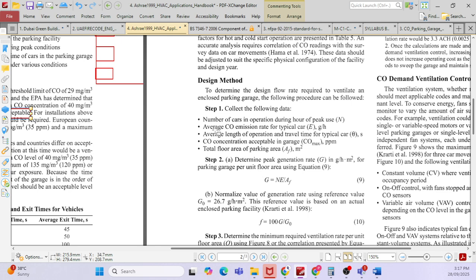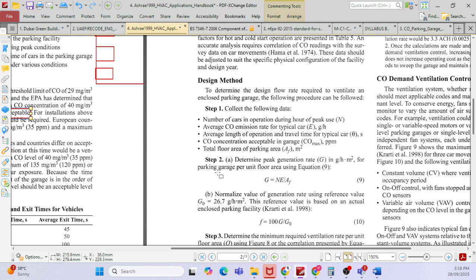Okay, how do you calculate the number of cars in operation during a peak hour, which is N, and the average CO emission rate for a typical car in grams per hour, and the average length of operation and travel time for a typical car. Then the CO concentration acceptable in the garage in ppm, how much is acceptable, and the total floor area of the parking.